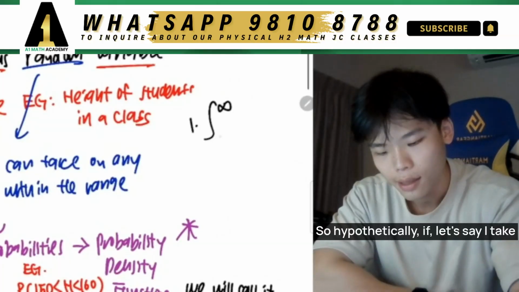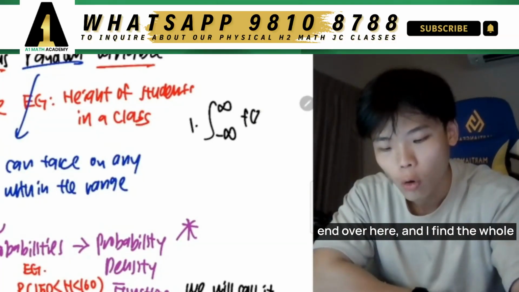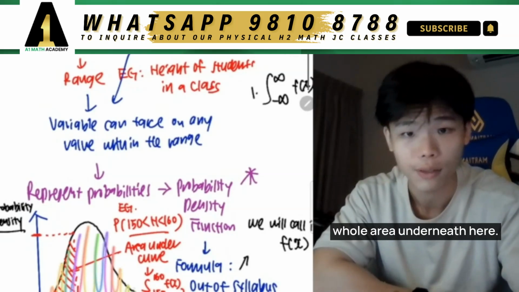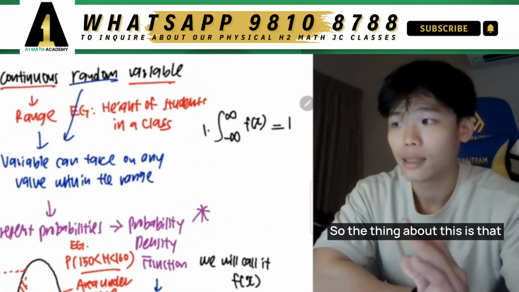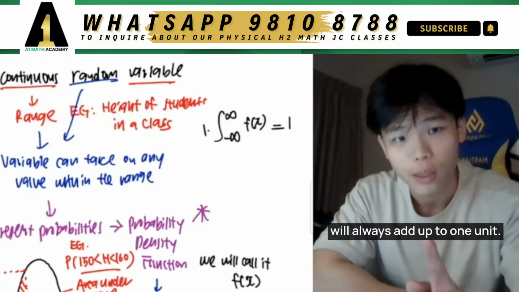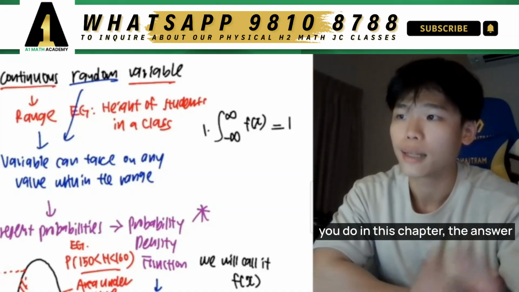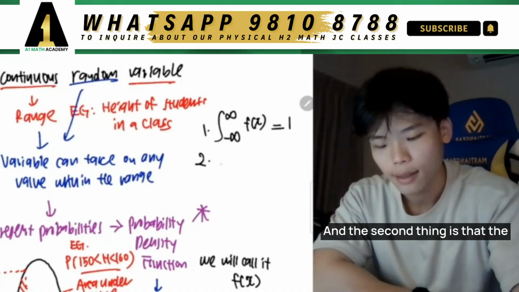So hypothetically, if I take the extreme end and the extreme end over here, and I find the whole area under the graph, the value is 1. The thing about this is that the whole area under the graph will always add up to 1 unit. So for most of the questions that you will do in this chapter, the answer is typically a decimal to 3SF.